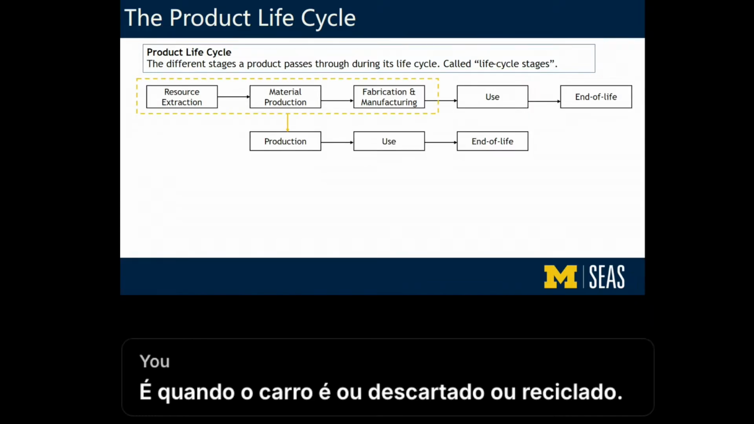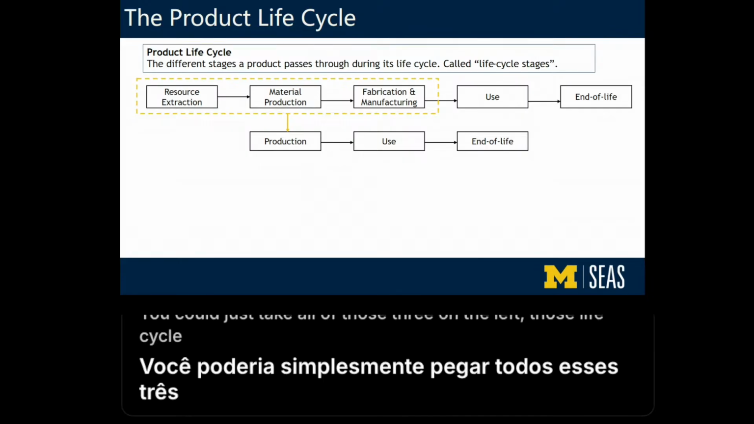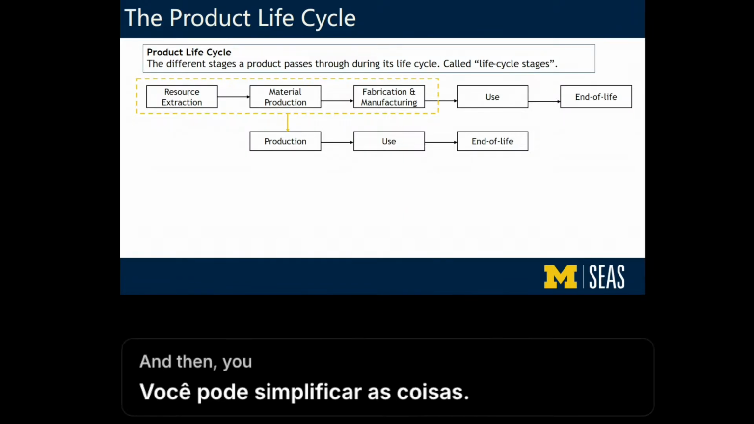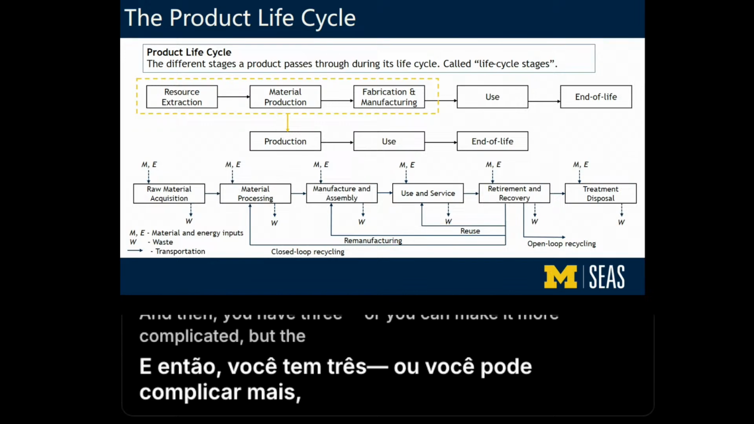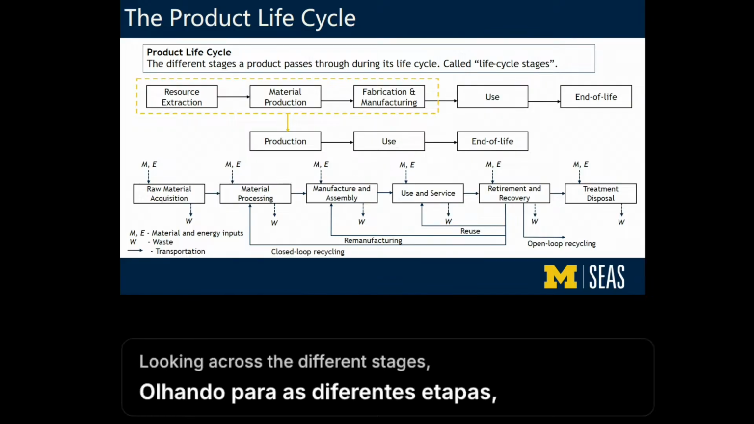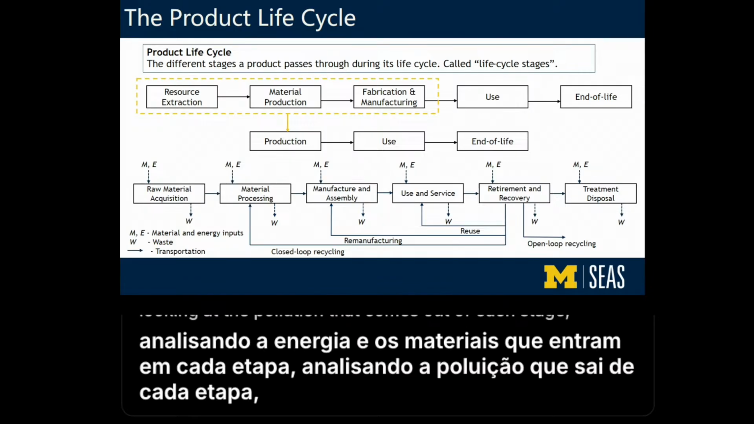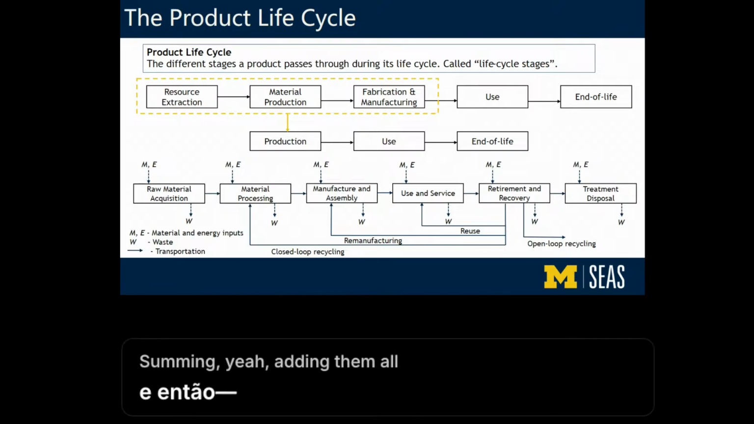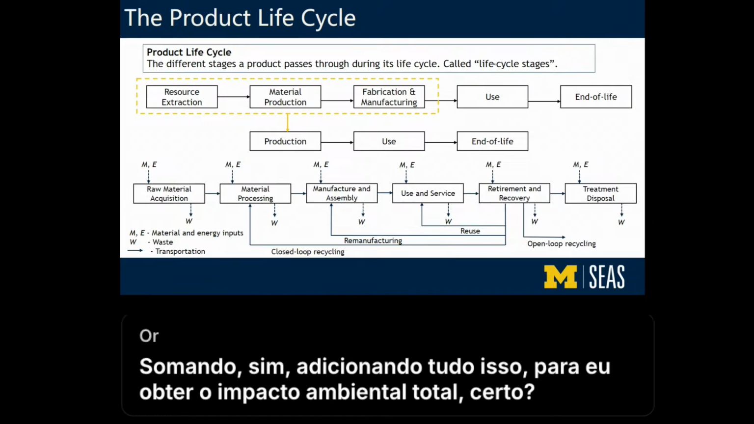You can simplify things. You could just take all of those three on the left, those life cycle stages, and just call it production, and then you have three. Or you can make it more complicated, but the goal is always the same. Looking across the different stages, looking at the energy and materials that go into each stage, looking at the pollution that comes out of each stage, and then summing, adding them all up so that I can get the total environmental impacts, right? Or the total resource use.